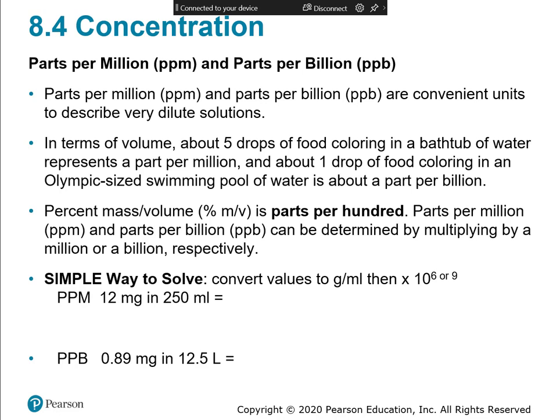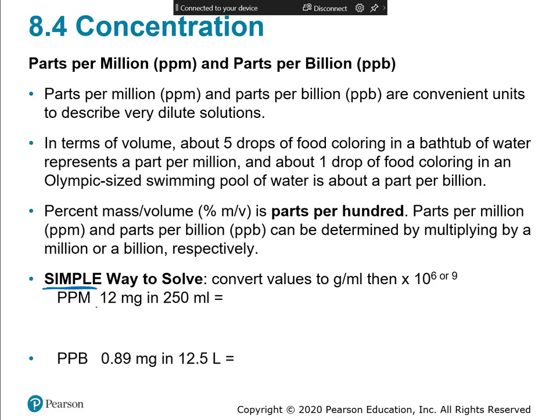And here's the easiest way to solve this. It does require some unit conversions, but you will never get this wrong if you put your mass in grams and your volume in milliliters. You divide them, and then you just multiply times 1,000,000 if you want parts per million, or multiply times 1,000,000,000 if you want parts per billion.